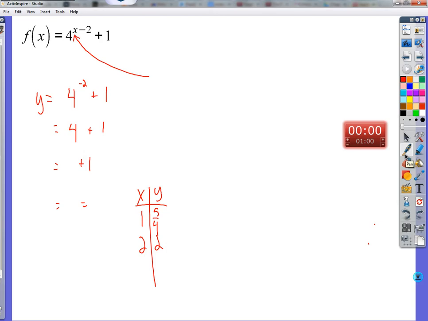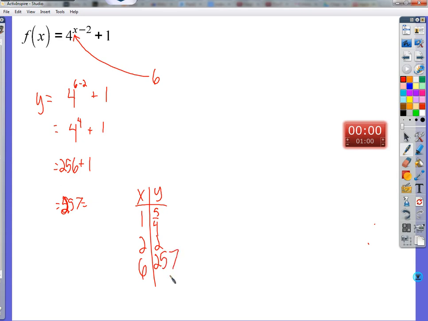Let's say I just want to go way out here, like I'll put in 6. 6 minus 2 is 4. Now, 4 seems like a pretty harmless number, right? 4 is not that big. What's 4 to the 4th? 256. Did you just memorize that? It's as easy as 16 times 16. 256 plus 1 is 257. Well, I put in 6 and I got out 257.